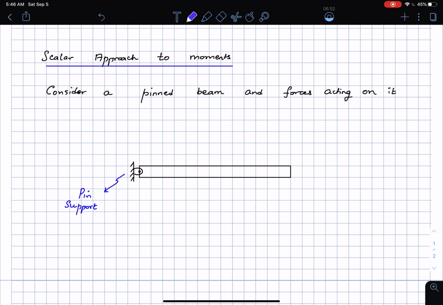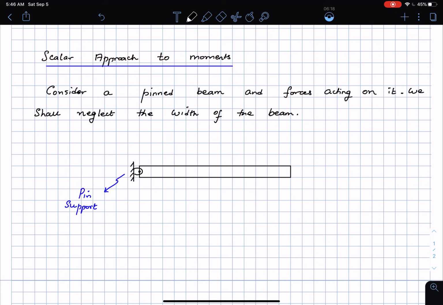So let me write that down. Consider a beam and forces acting on it. We shall neglect the width of the beam as well as its weight. I'm not going to state that weight statement here because I'm not interested in it yet.